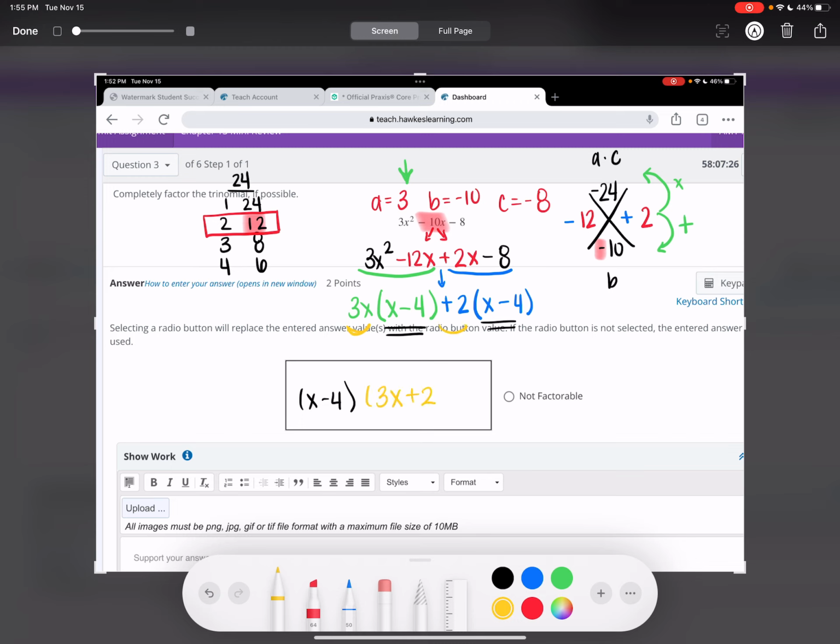3x plus 2. I didn't mention it until now, but remember you can check all of these. You can check by multiplying, either with FOIL, first, outer, inner, last, or with the box method, and you can check all of these and know if you got the right answer or not. Okay, so that x minus 4, 3x plus 2 would be my final answer.